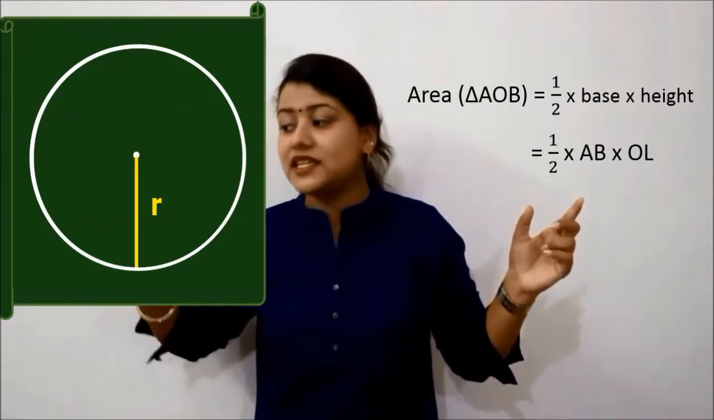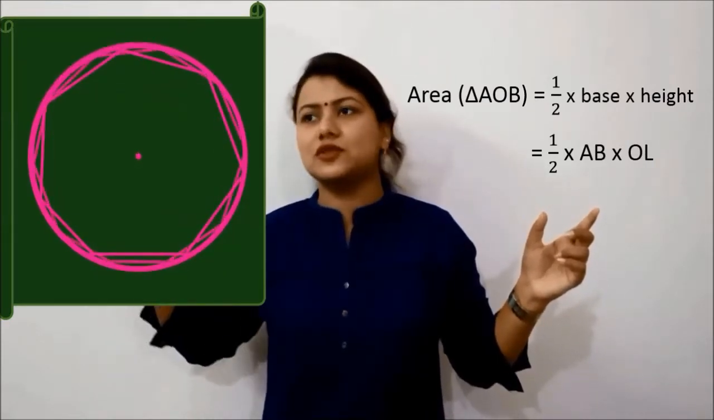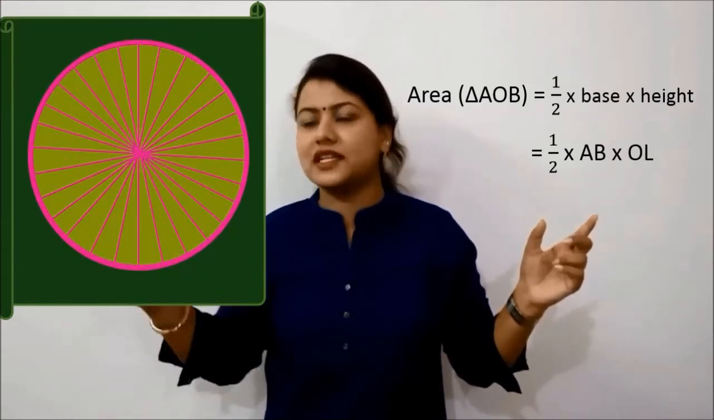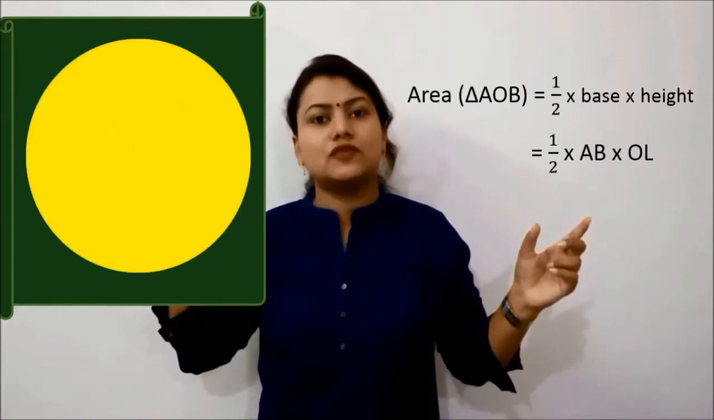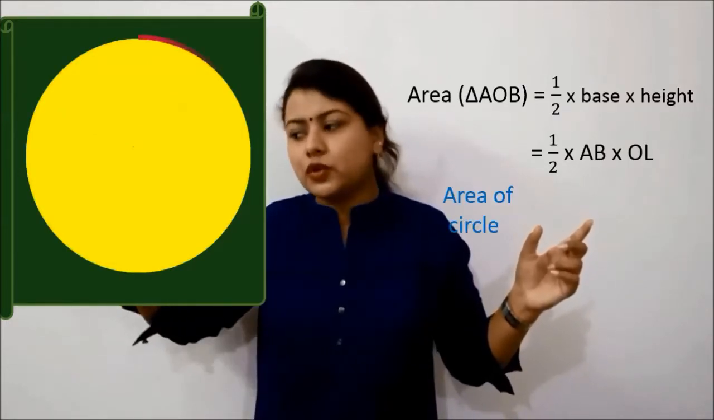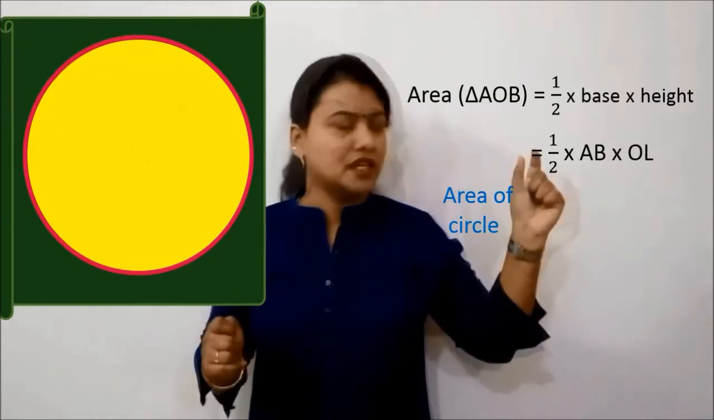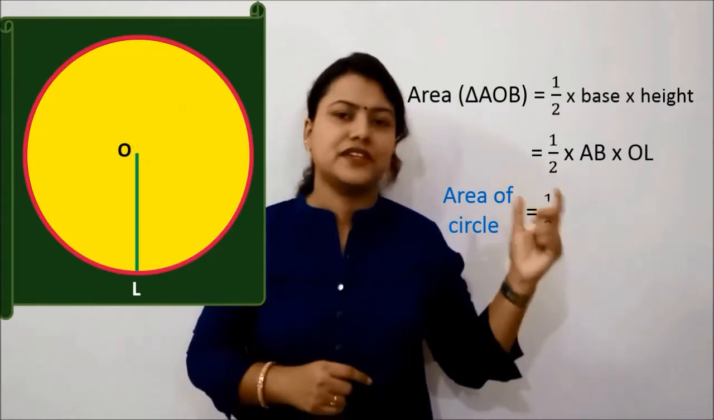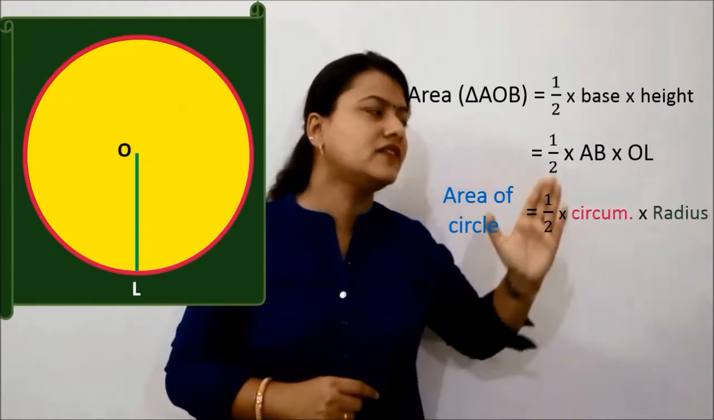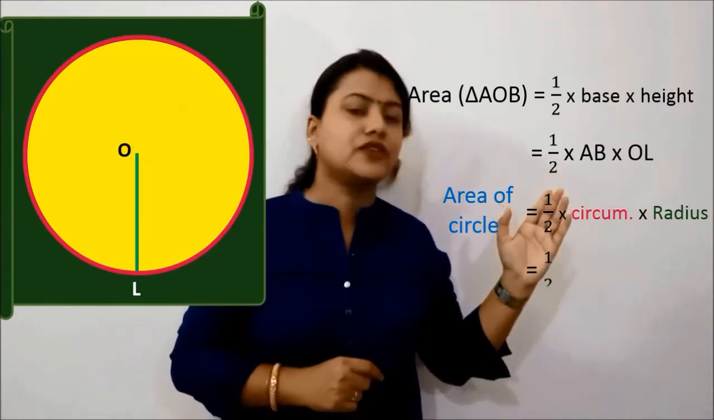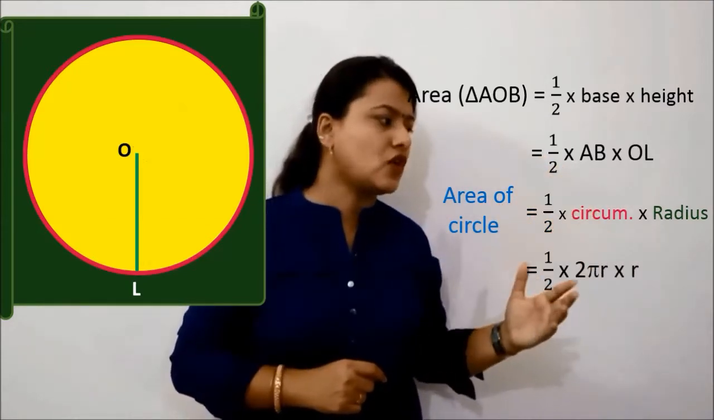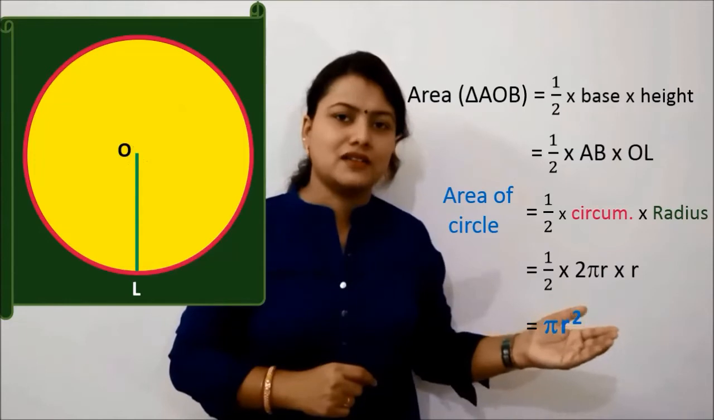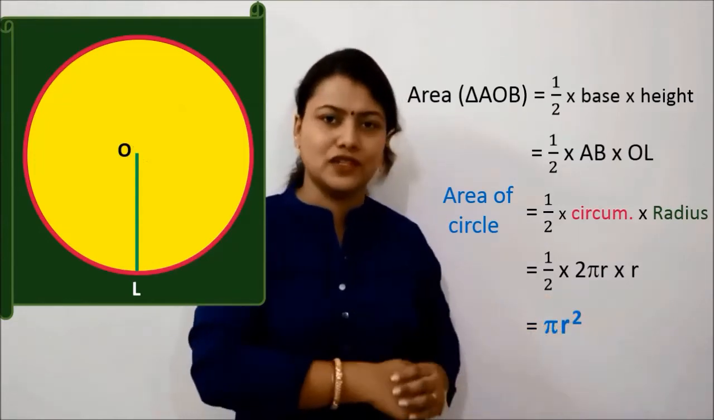And if we find the area of the whole circle with such small chords, if I take many such triangles, then what will I get? I will get the area of the complete circle. So the total length of the arc is the circumference. So in place of length of chord I can write circumference, and in place of height I can write radius. In this way I will get half circumference into radius, which on solving gives area of the circle equals pi r square. That's how we get the area of the circle.